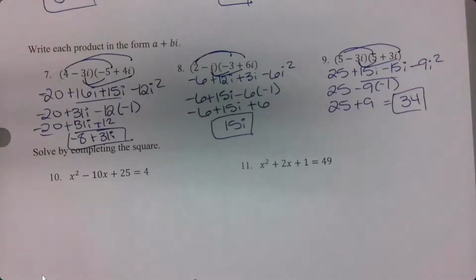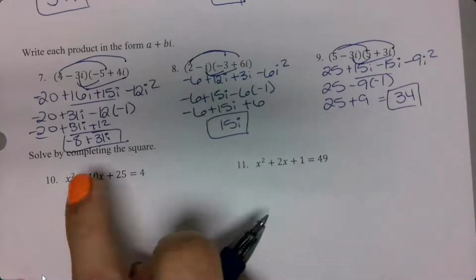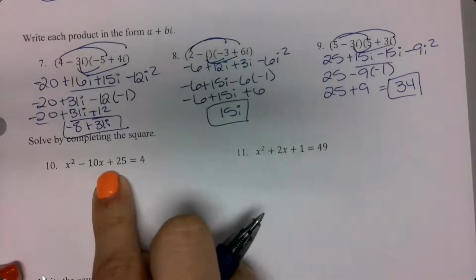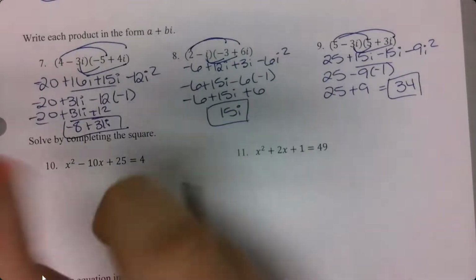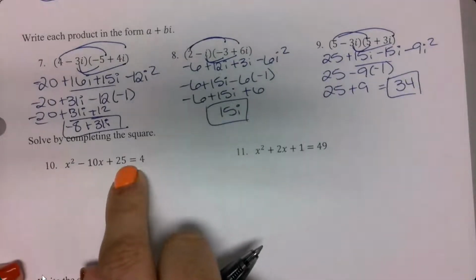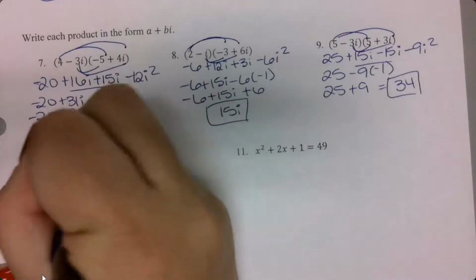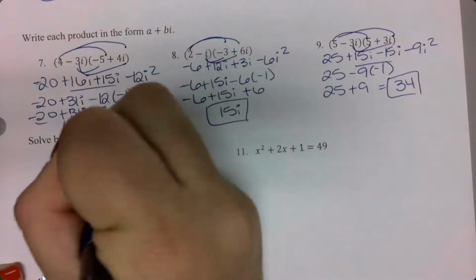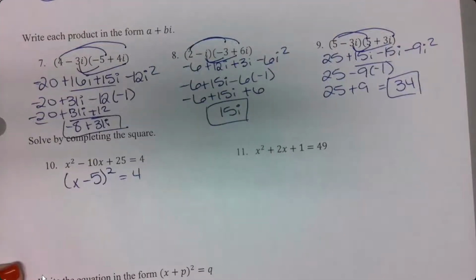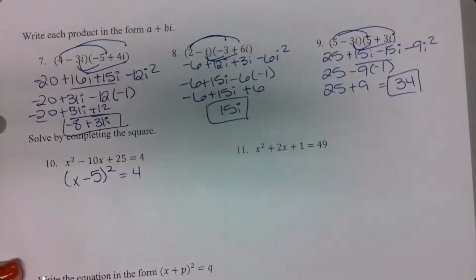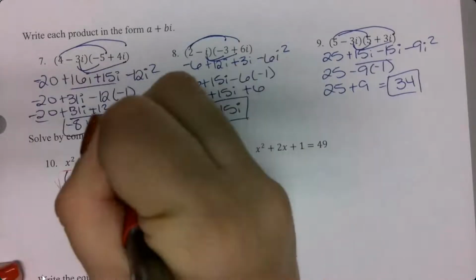These want me to solve by completing the square. So what I'm going to do here is, this one actually is already a perfect square. If I factor, I look for what multiplies to 25 and adds to negative 10. That is negative 5 twice. So I have x minus 5 squared equals 4. I want to go ahead and square root both sides.